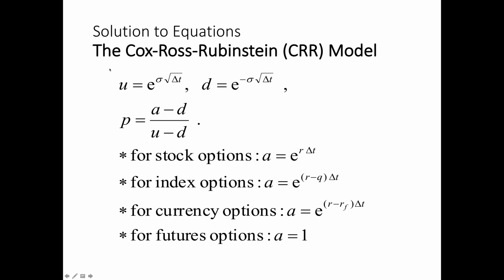So please make a note on this slide. This basically summarizes all the modeling needed for the binomial model. You should plug this into the model for p. What p is depends on what underlying asset you are working with, and the calculation is pretty straightforward.